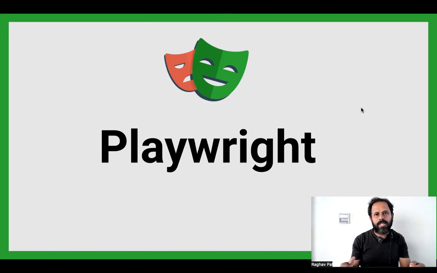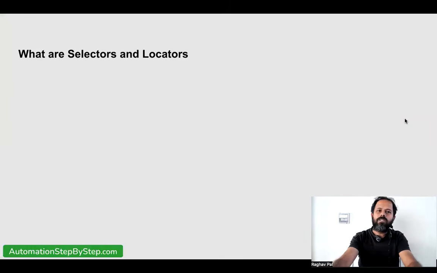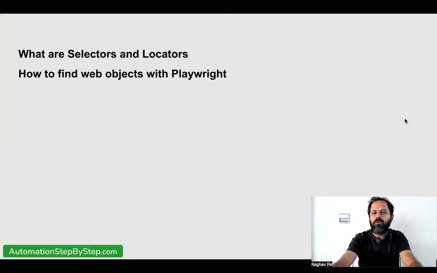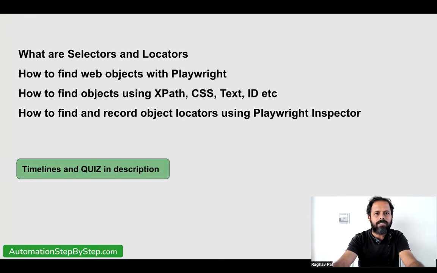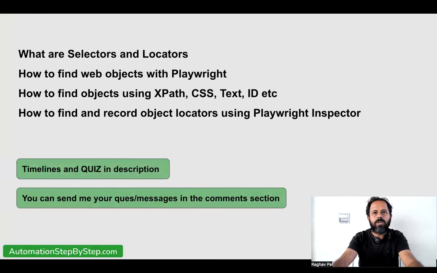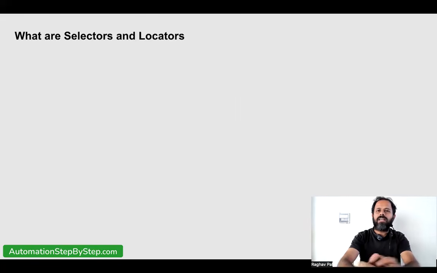And for that, we use selectors and locators. And that is what we are going to learn today. So today we are going to see what are selectors and locators, how to find these objects with Playwright. We will see different selectors like XPath, CSS, text, ID, how to use these and create locators. And then we will also see how you can automatically generate these locators using the Playwright Inspector. So this is going to be very easy and very interesting, and I will show you all the demo step by step from scratch. So let's get started and let us first see what are selectors and locators.